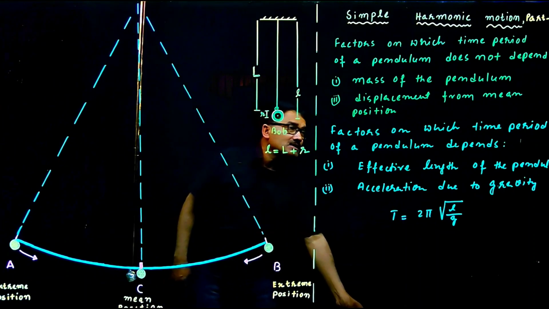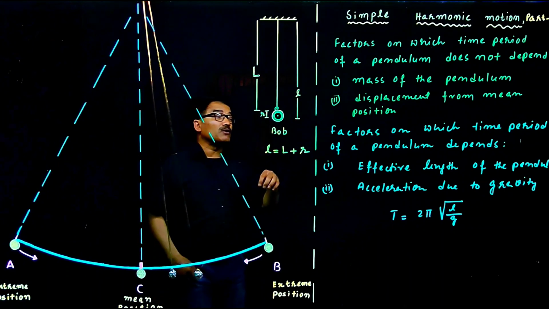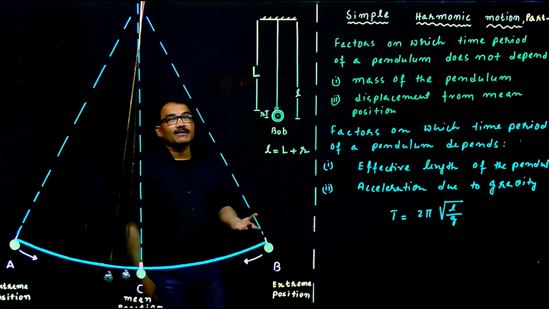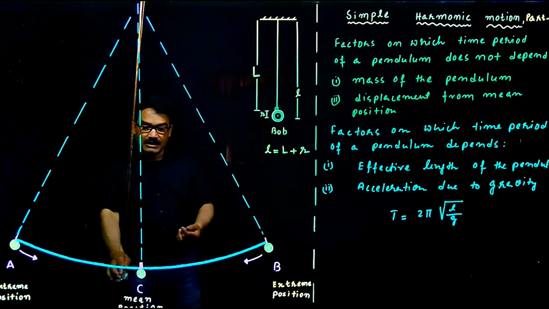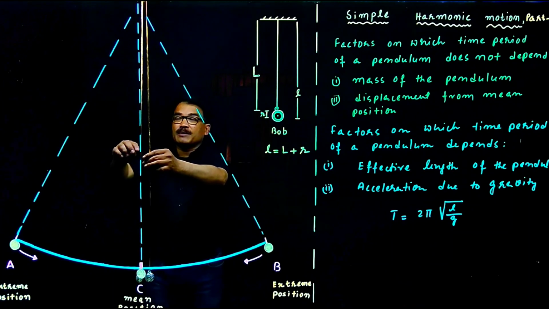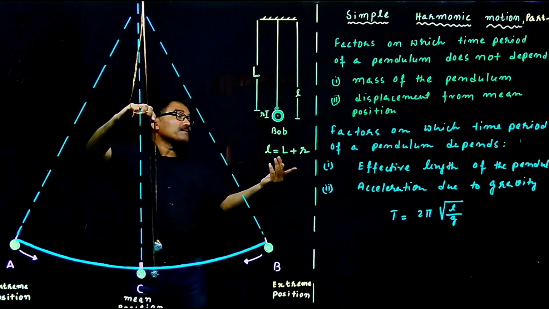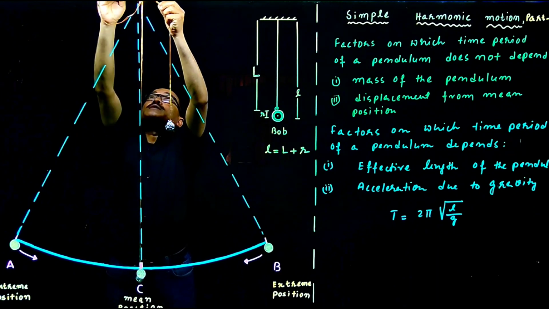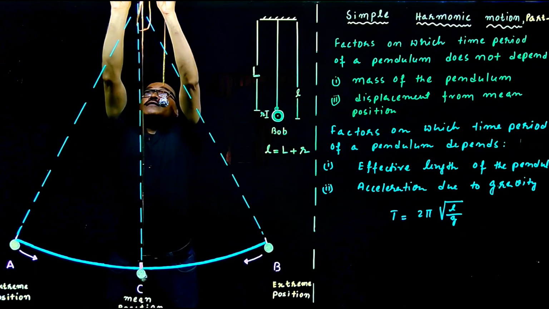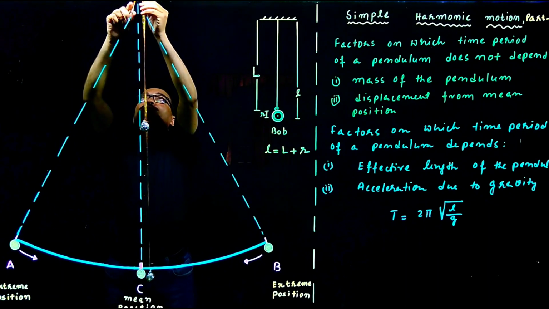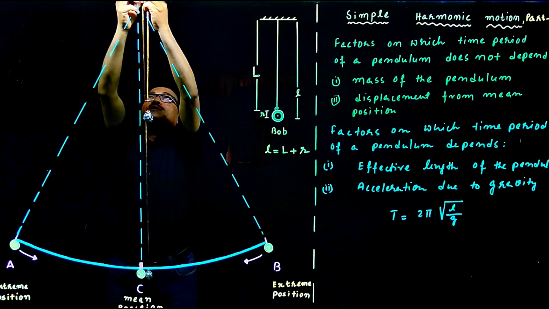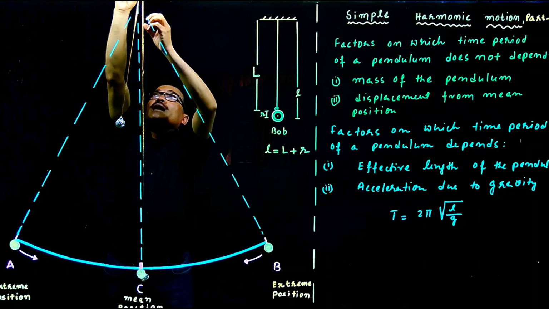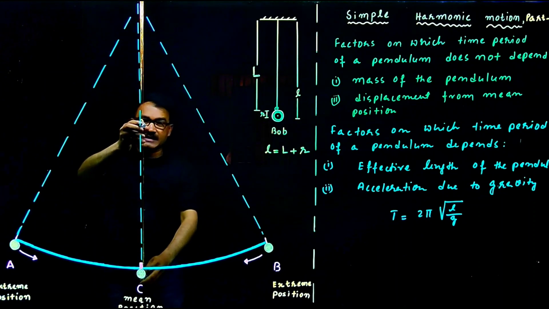Now, the factors on which the time period of a pendulum depends. First factor is effective length of the pendulum, and second factor is the acceleration due to gravity. So to check the effective length of the pendulum, how does it affect the time period of a pendulum? Let us make the length of this pendulum small. So I can make it a small length by tying it from the top. So that makes the effective length small, and other one I maintain the same length.